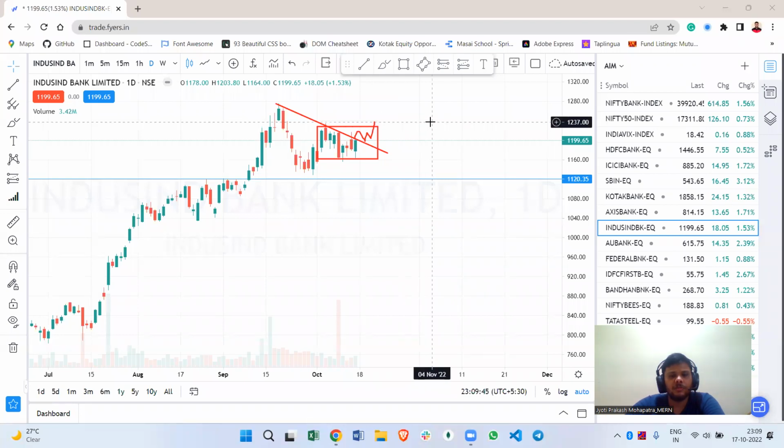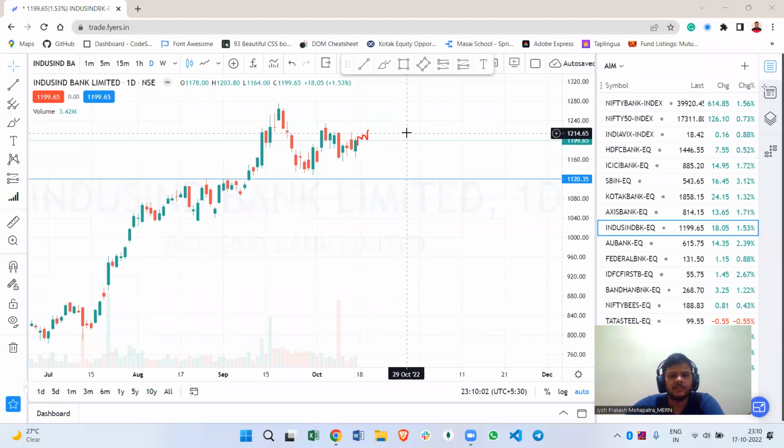If it closes above 1230 during this week, then we can expect some more positive movement here, which is up to 1280. And for tomorrow, if it closes above roundabout 1200, then you're going to take a trade for buying, and your first target will be 1215, and second target will be 1225. For selling, it needs to close below 1175, then you can expect some selling scenario here.